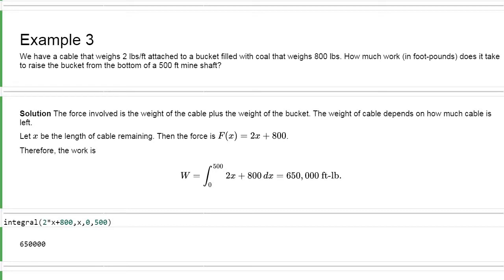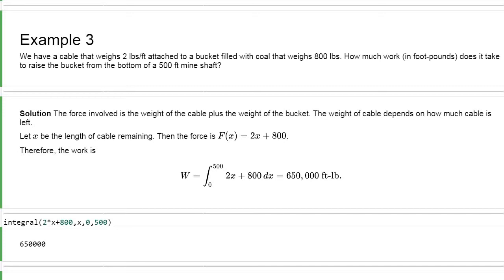But we also have this cable, and if you have 2 pounds per foot of cable, and this cable is going to reach down 500 feet, then that means you've got 1,000 pounds of cable dangling down there, which, compared to an 800-pound bucket, is not negligible. So we shouldn't ignore the weight of the cable. The problem is that the weight of the cable changes.